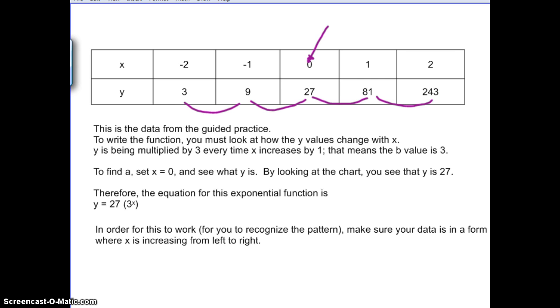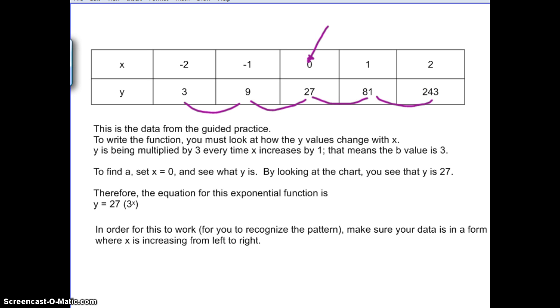Now this is the data from the guided practice. To write the function, you have to look at how y changes with x. And you can see that's what I'm doing here. I'm looking at the difference between 3 and 9. What did I have to do to 3 to get to 9? What did I have to do to 9 to get to 27? What did I do to 27 to get to 81, and so on?